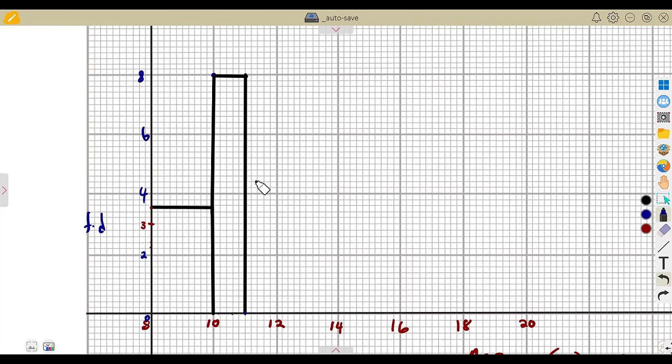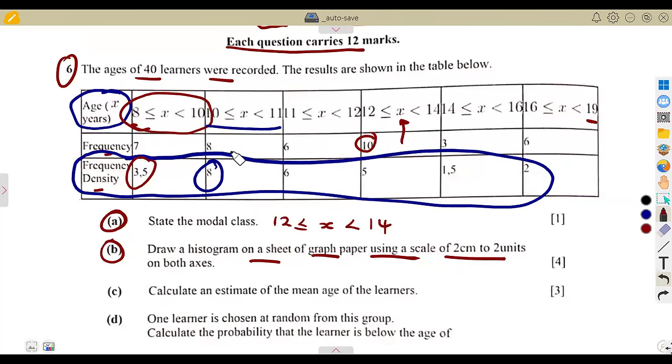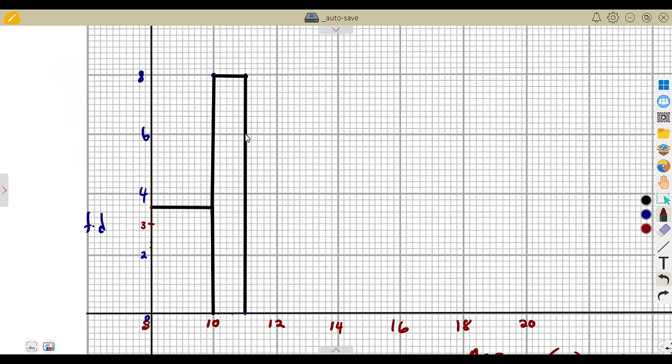You have the same thing from another class, which is 11 to 12. So this is 11 to 12 versus 6. So this is 6 somewhere here. That is 11 to 12 versus 6. So you just do the same thing. Join to this point, and you're going to join these two. Okay, something like that. That is 11 to 12.